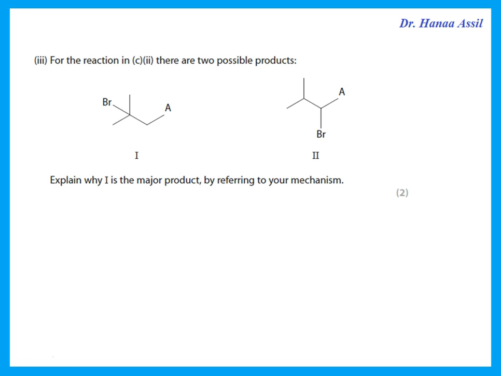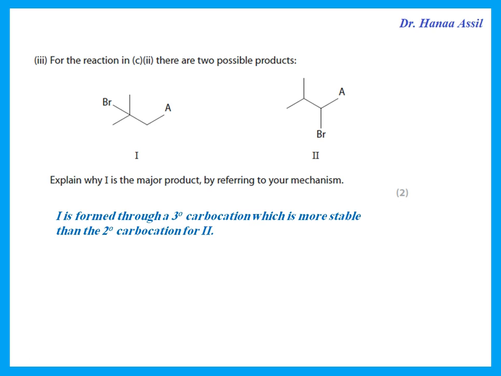Now, explain why structure 1 is the major product by referring to your mechanism. How do we get structure 1 or how do we get structure 2? Remember that structure 1 would be formed from a tertiary carbocation, and a tertiary carbocation is more stable than a secondary, so usually the one formed from the tertiary carbocation is the major product.